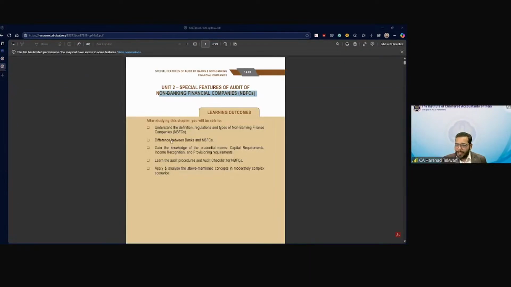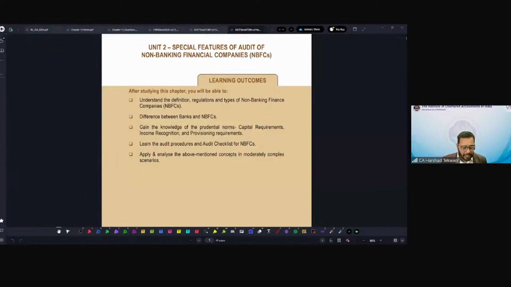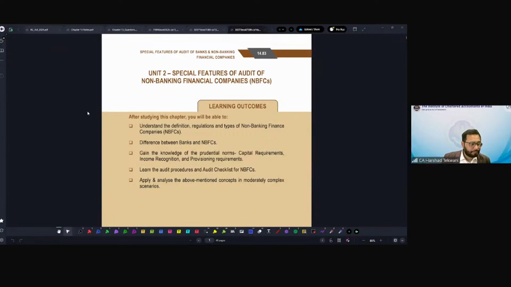Today, I will first start with unit 2, so that you can have a good understanding of the amendments which are there in unit 2. I'll take up unit 2 and then we'll shift to unit 1. So I'll first start with the NBFC one.